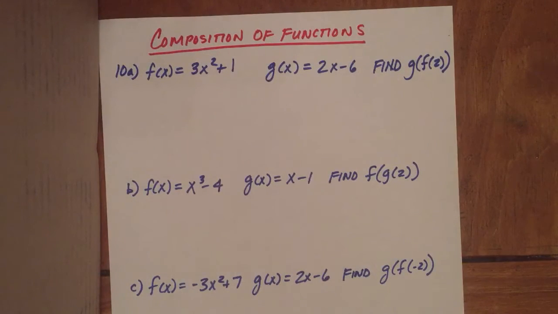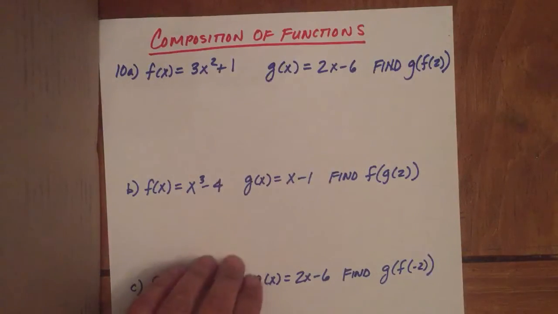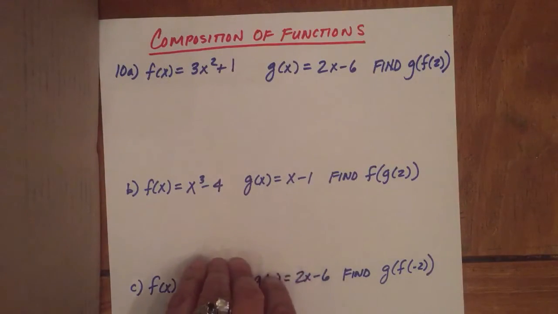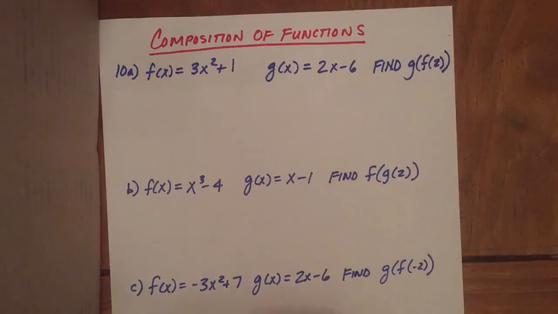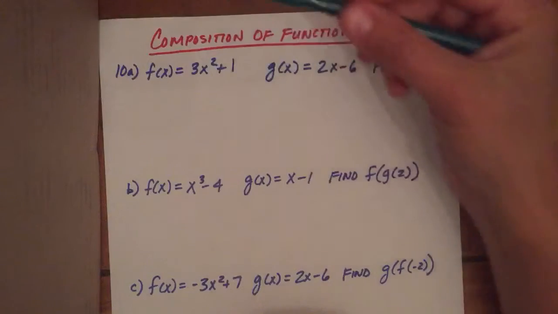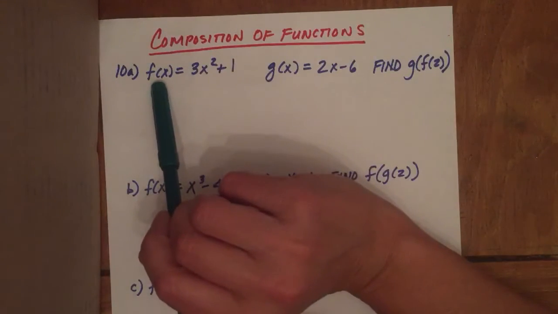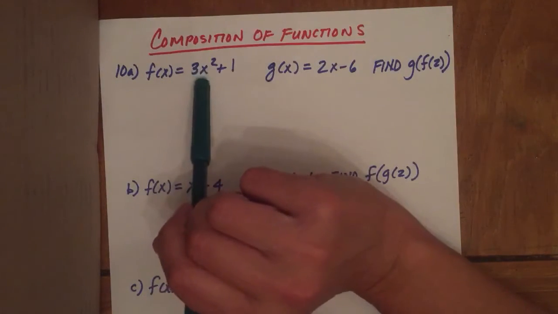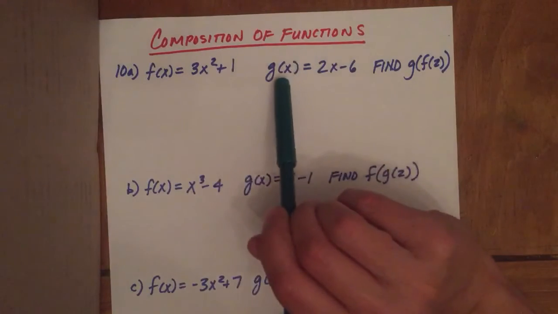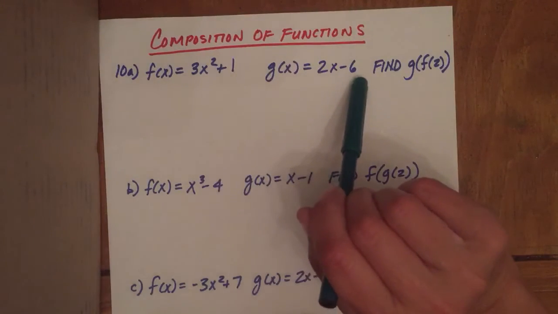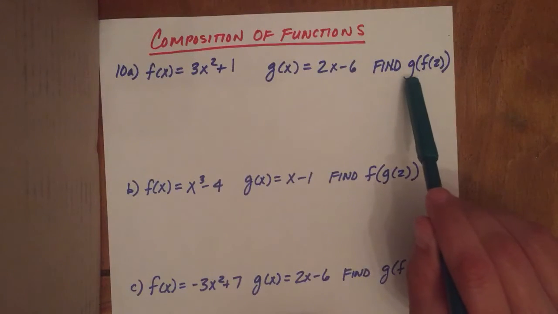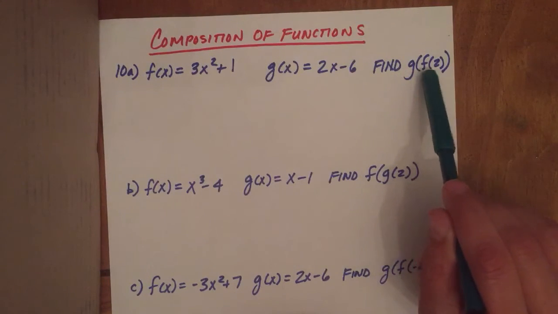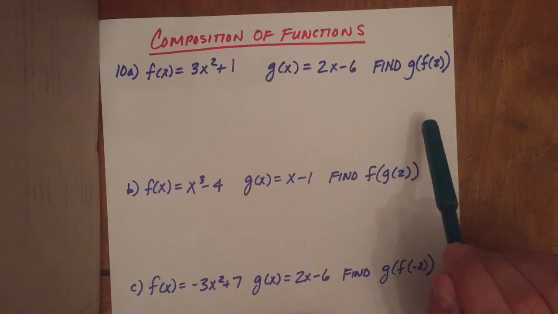This is part 10 of the review, and we're looking now at composition of functions again, but now we're actually going to plug in constant values for the functions. So the first thing we're going to look at is 10a, and we're given two different functions. We're given f of x, which is 3x squared plus 1, and we're given g of x, which is 2x minus 6. And what we're being asked to find is the composition of g and f, for which g of f of 2 is what we're looking at.